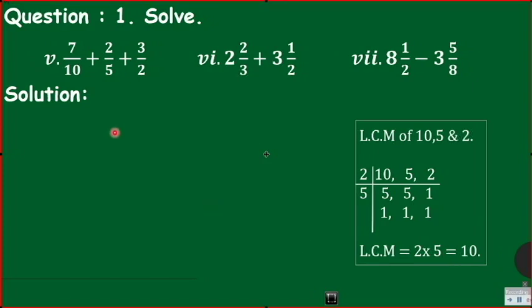Now next thing, afterwards, what do we need to do? Now we have the LCM, so at the denominator place we will write 10. Afterwards we will divide the LCM by the denominator of each fraction. Then whatever answer we get, we will multiply with the numerator. See the steps how I have done.